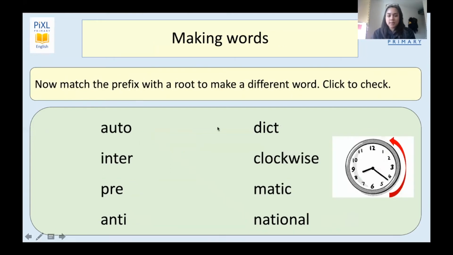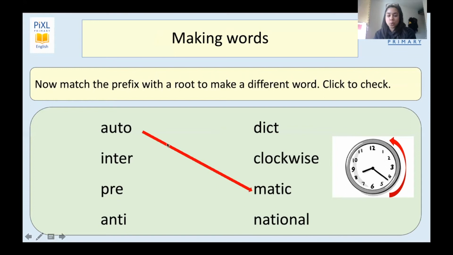Let's have a go at making words. Okay, so we've got our prefixes here. We've got auto, inter, pre, and anti. And here are the rest of the string of letters that may go with some of these prefixes. Have a go at trying to match which words go with which prefixes. Pause the screen, have a go.